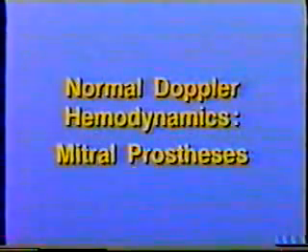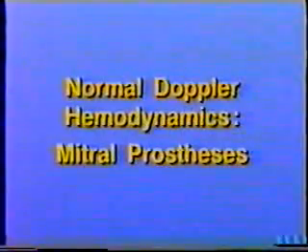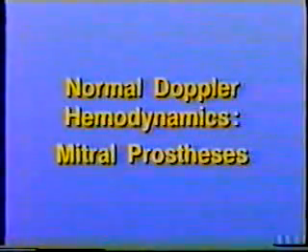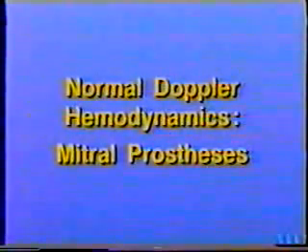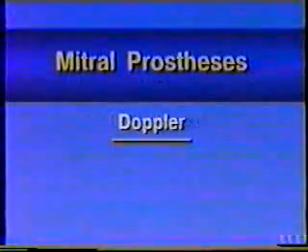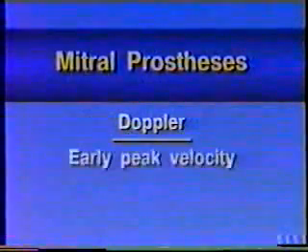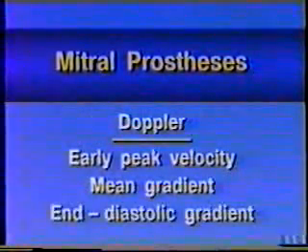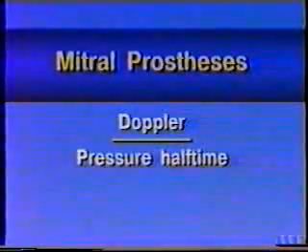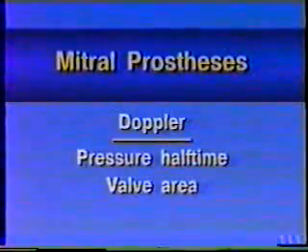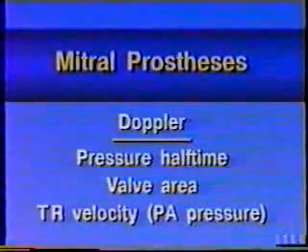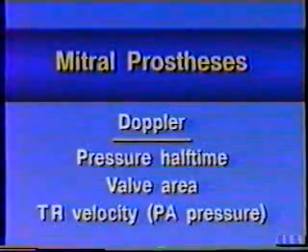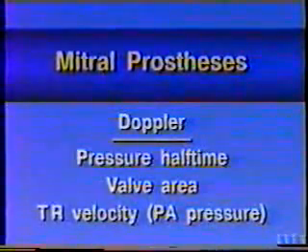Although it is usually easier to image mitral prostheses than it is to image aortic prostheses, the addition of Doppler hemodynamics has nevertheless become an invaluable adjunct to imaging in the assessment of prosthetic mitral valves. For mitral prostheses, we routinely measure the early peak velocity, or E velocity, the mean gradient, the end diastolic gradient, the pressure half-time, and the valve area. In addition, we always attempt to obtain a tricuspid regurgitation velocity so that we can determine the pulmonary artery pressure, as was discussed on tape number 9 in this series.